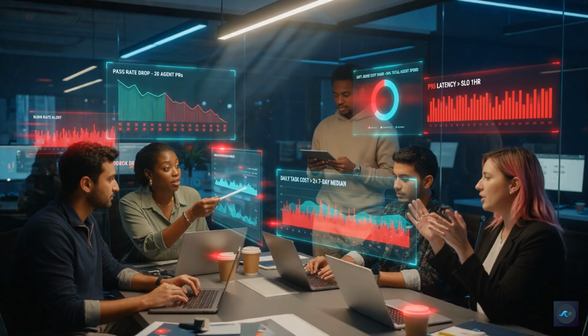Alert on burn rate, not single spikes. Daily cost for a task type exceeds twice the 7-day median. P95 latency above SLO for 1 hour. Pass rate below target for 20 consecutive agent PRs. Soft judge cost share above 30% of total agent spend. Sandbox deny storms that correlate with failed tasks.